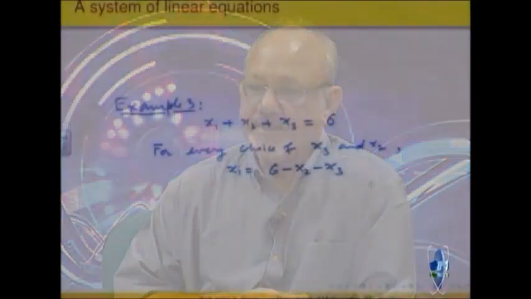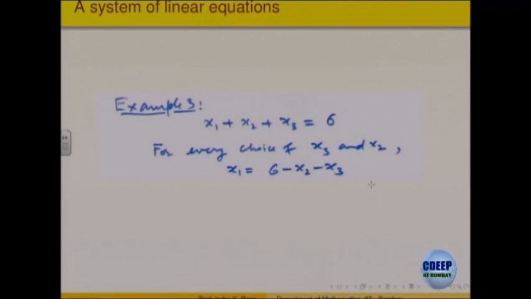This one has only one equation, x1 plus x2 plus x3 equal to 6, which we know geometrically is a plane. How many points are there in the plane? Infinite number of them. So, one equation in 3 variables will have an infinite number of solutions possible. How can I write them? One possibility is you can write x1 equal to 6 minus x2 minus x3.